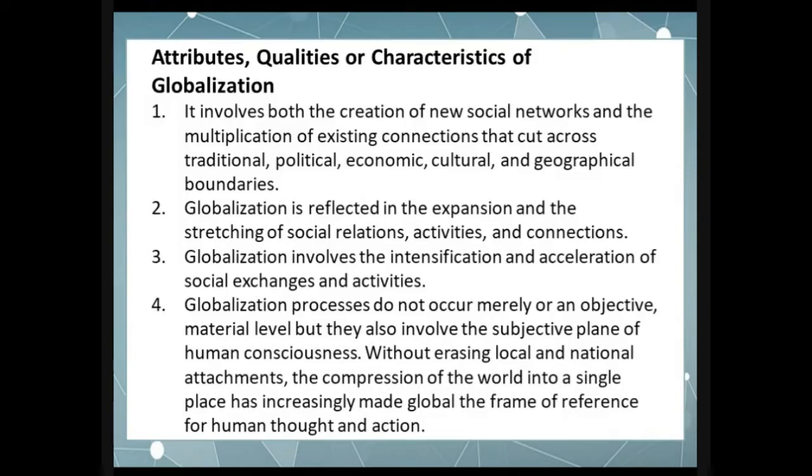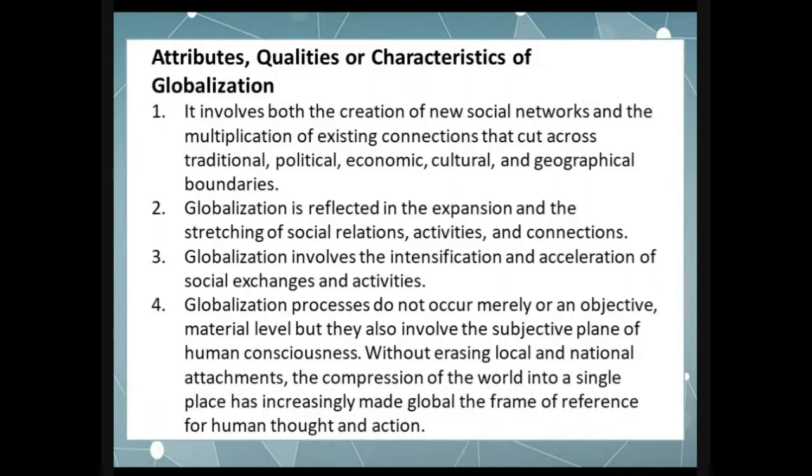Yun din ang isa sa examples na pwede natin i-take when it comes to social activities or social exchanges. Kasi we're not just talking about the positive social exchanges or activities. We are also talking about the not so good social exchanges.